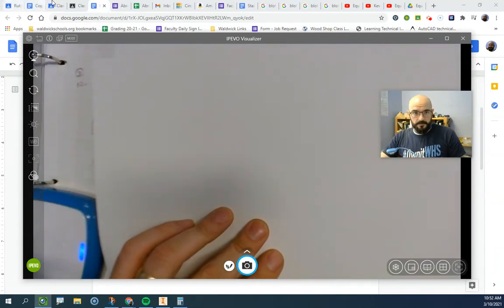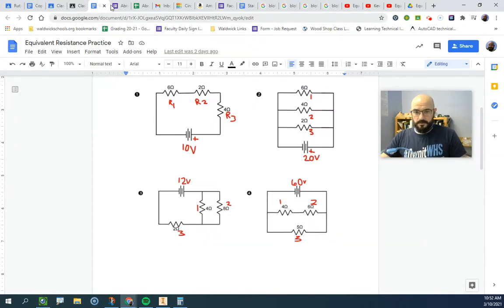Right, so now we are doing question number 4. Question number 4 looks like this. We've got 60 volts. Yeah, we've got two lines in parallel. One of them has series within it.